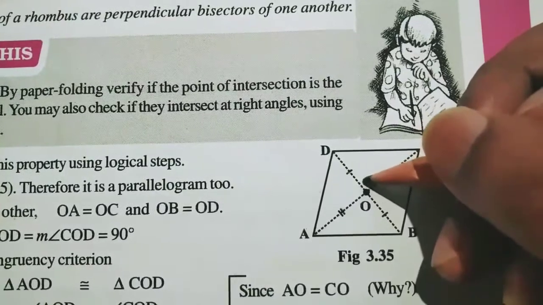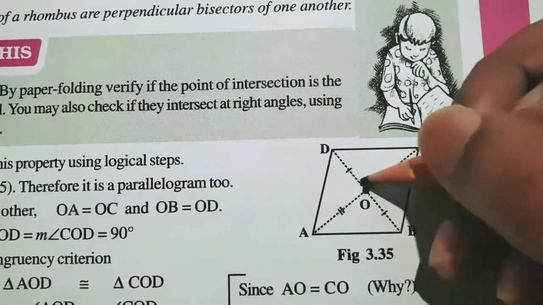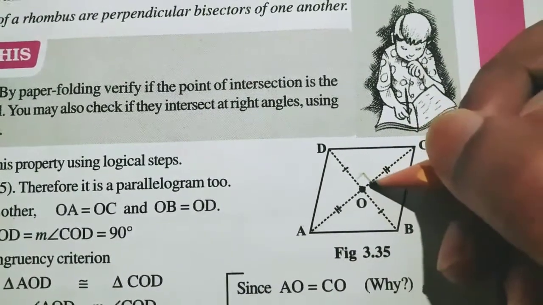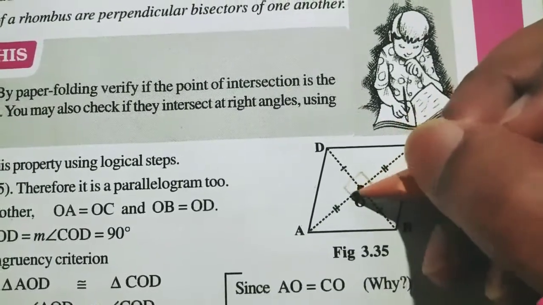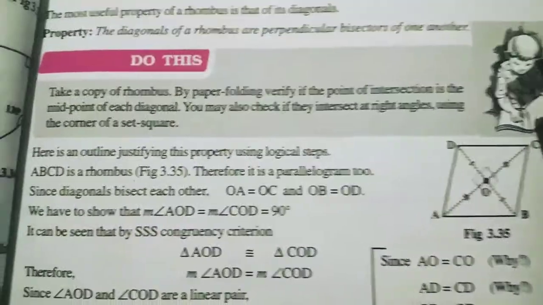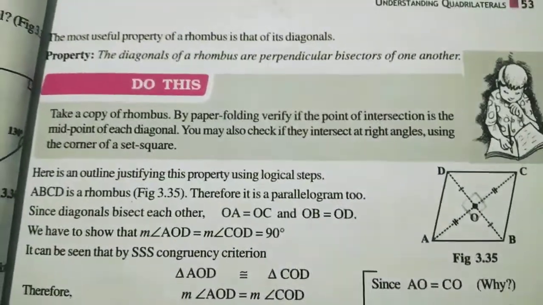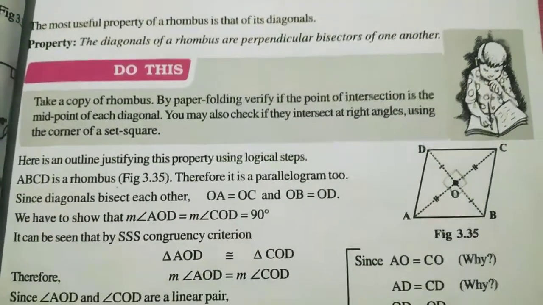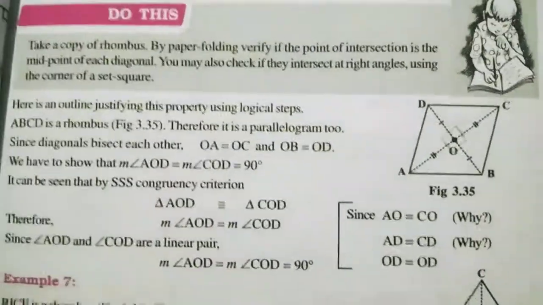And what is the other thing? That means the diagonals are bisecting each other at 90 degrees. That means all four angles are 90 degrees. Understanding? So this is the main property which distinguishes a rhombus from other figures. Understood?